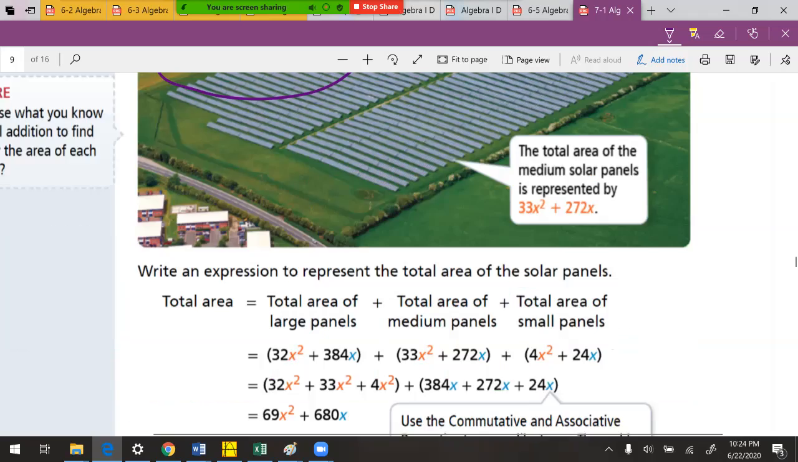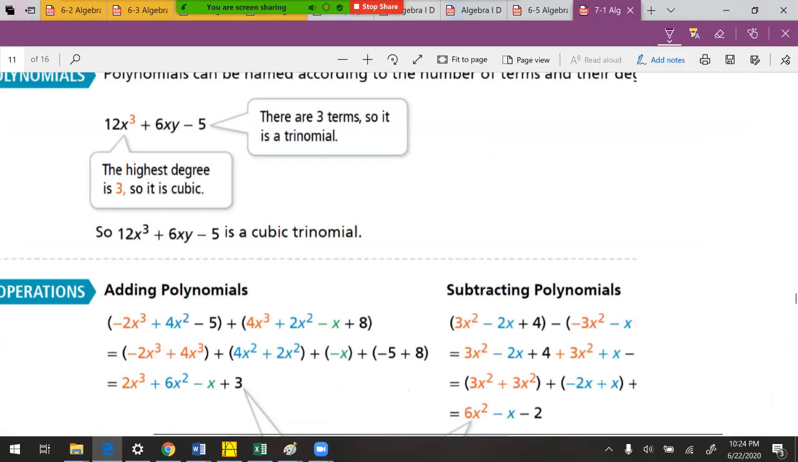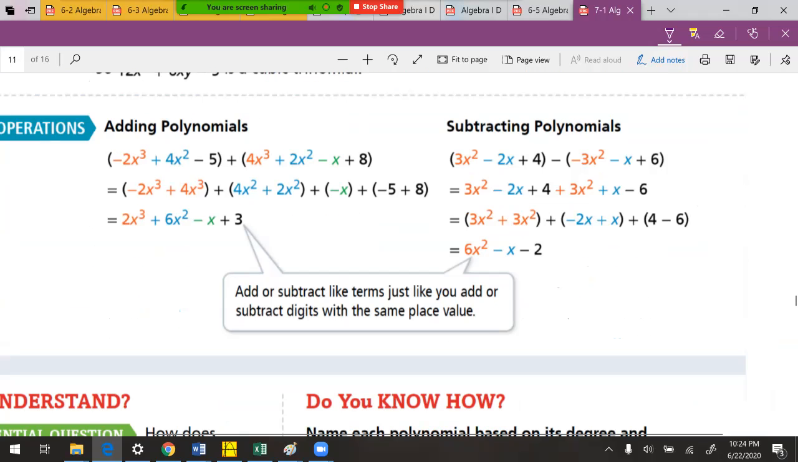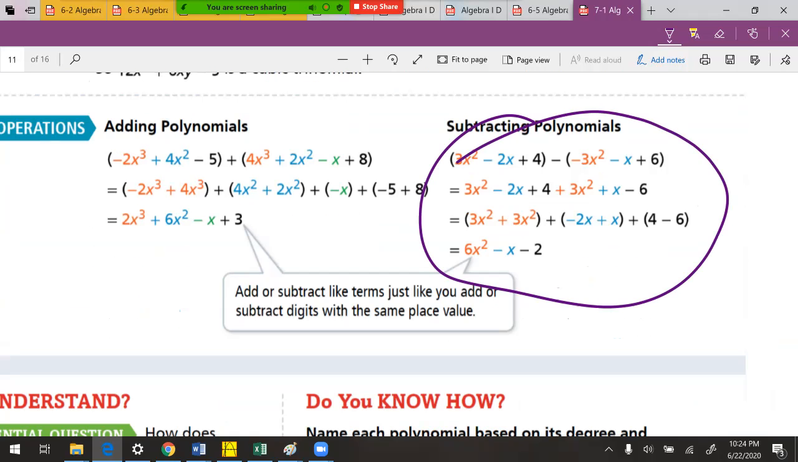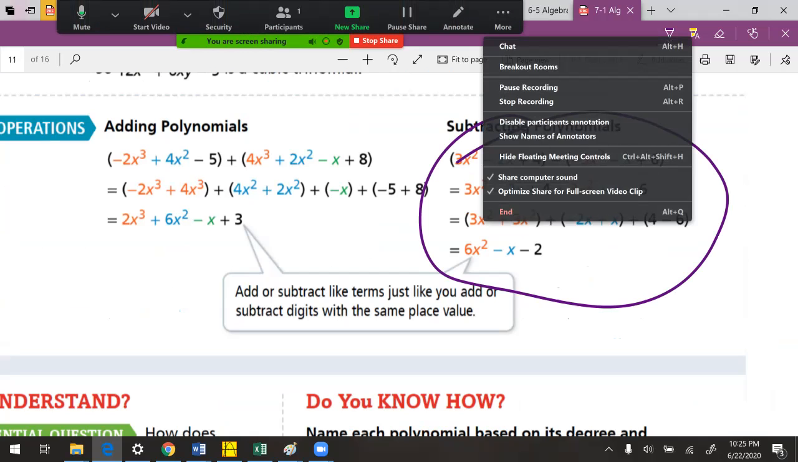That'll conclude the lesson. It's a very simple lesson. Understand how to combine like terms. Very important for the subtracting one that you distribute first, then combine like terms. Bing, bang, boom, that concludes 7-2.